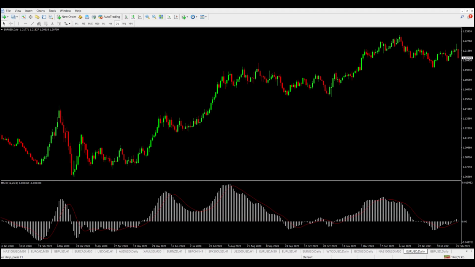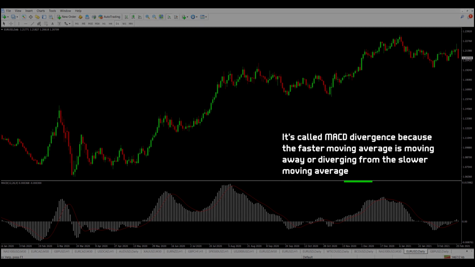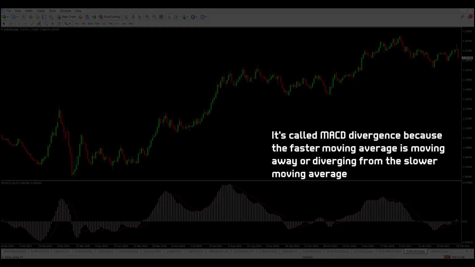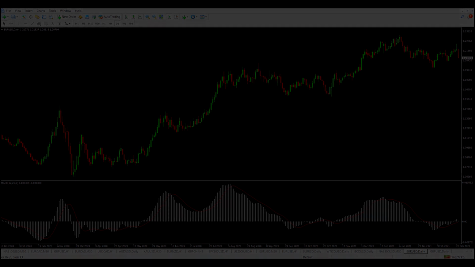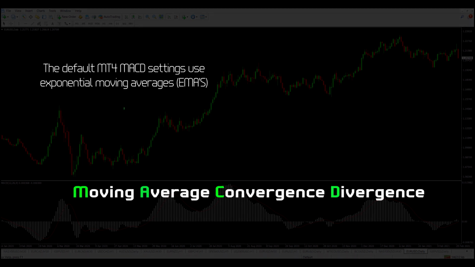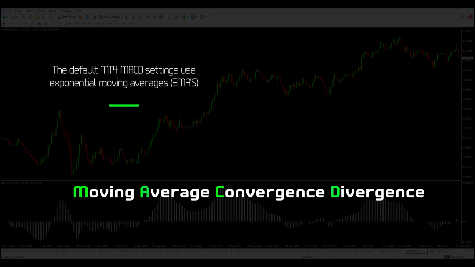The reason why it's called MACD divergence is because the faster moving average is moving away or diverging from the slower moving average. If the opposite is happening, where the faster moving average is getting closer to the slower moving average, then this is called convergence, and the histogram smooths out. This is how you get the name Moving Average Convergence Divergence. The default settings for MACD use exponential moving averages.